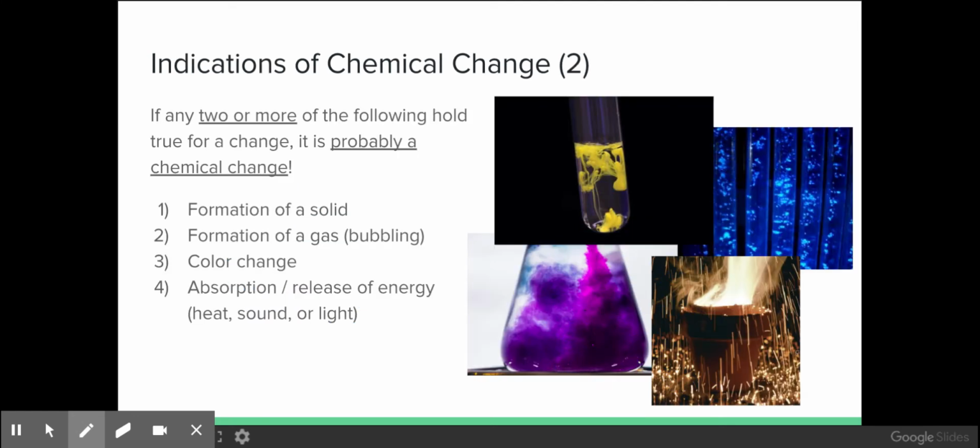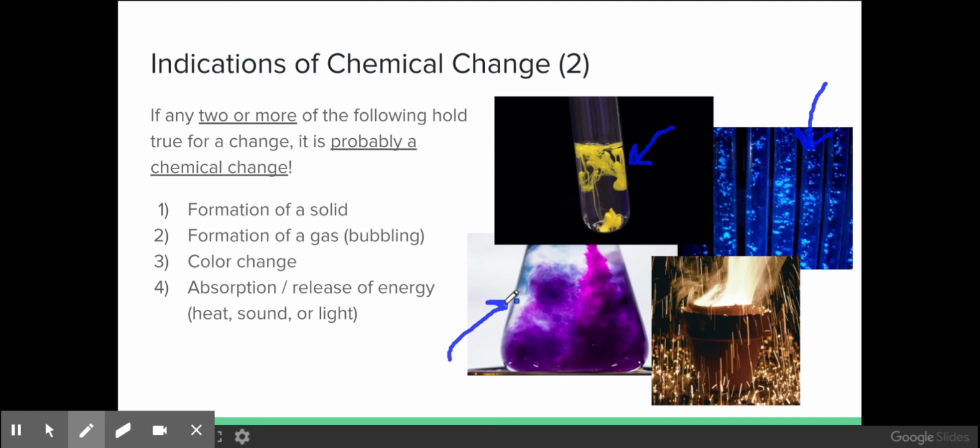The best way to identify if you actually have a chemical change going on is when two or more of these things are happening simultaneously. The first of which is when you're forming a solid. If you form a new solid at the end of a process, you're probably dealing with chemical change. If you see bubbles, that means a new gas is being formed. And if you see bubbles being formed, that is also evidence of chemical change.